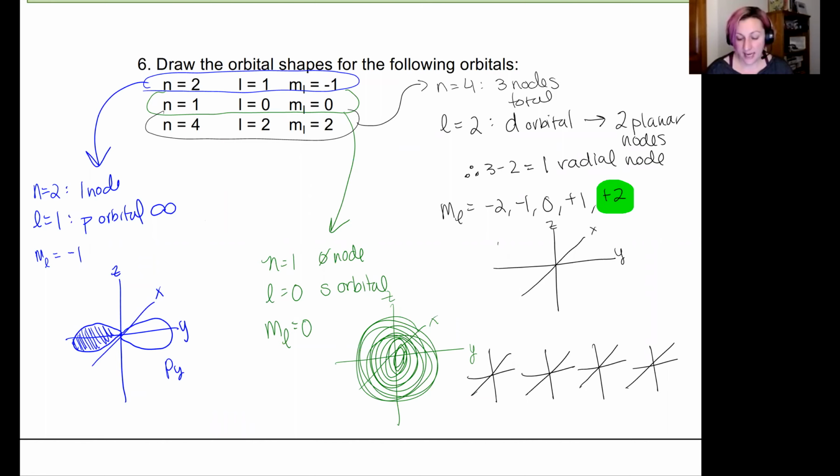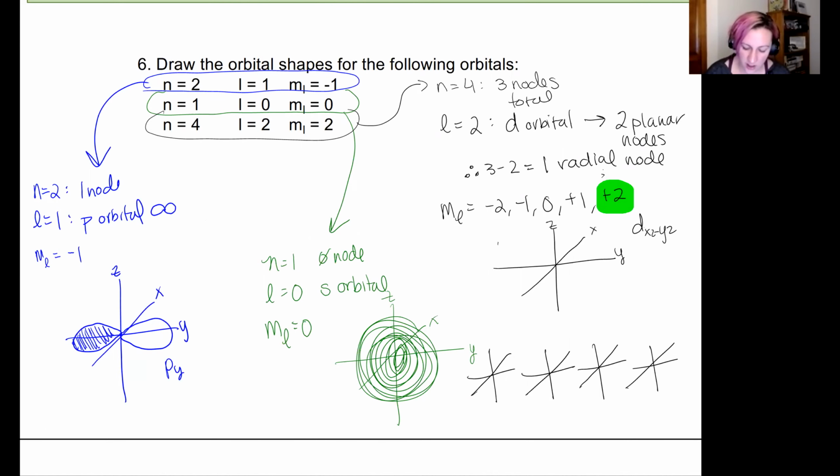So I'm going to say that the +2 is going to correspond to the dx squared minus y squared orbital. I'm going to post a picture of a categorization based on the m sub L for which orbitals correspond to which on this page that you'll see this video on in Canvas. So if you're watching this on YouTube, check Canvas.